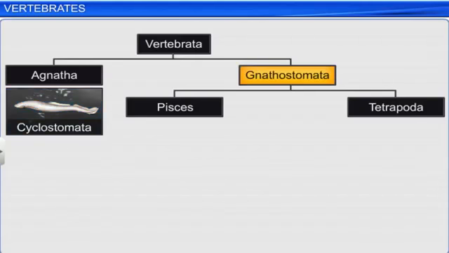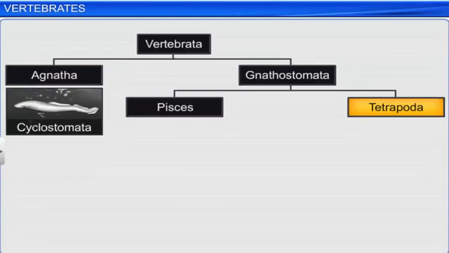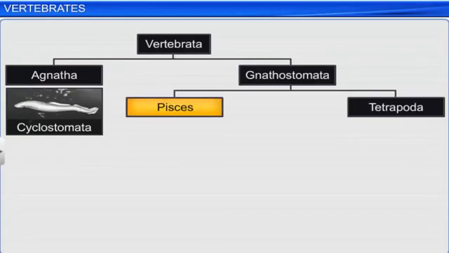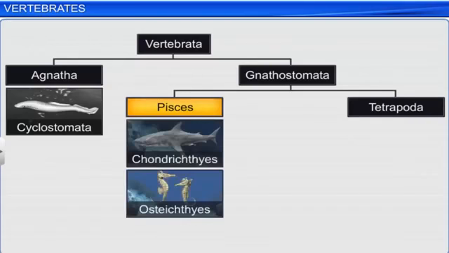Gnathostomata or jawed vertebrates are divided into two superclasses, Pisces and Tetrapoda. Pisces is further divided into two classes, Chondrichthyes and Osteichthyes.